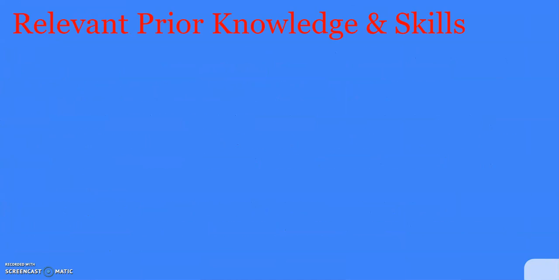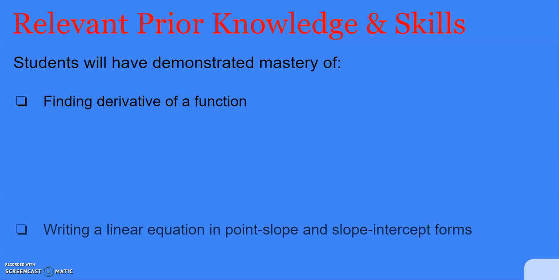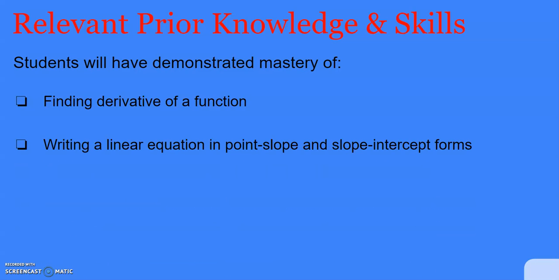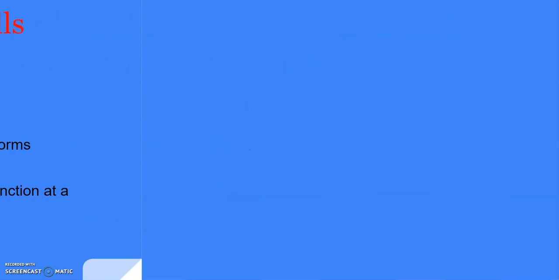Next, we look at the relevant prior knowledge that students bring to this unit. Students who have demonstrated mastery of finding the derivative of a function, writing a linear equation in point-slope form and slope-intercept form, and lastly finding the equation of a tangent line from any given point on the graph of a function.